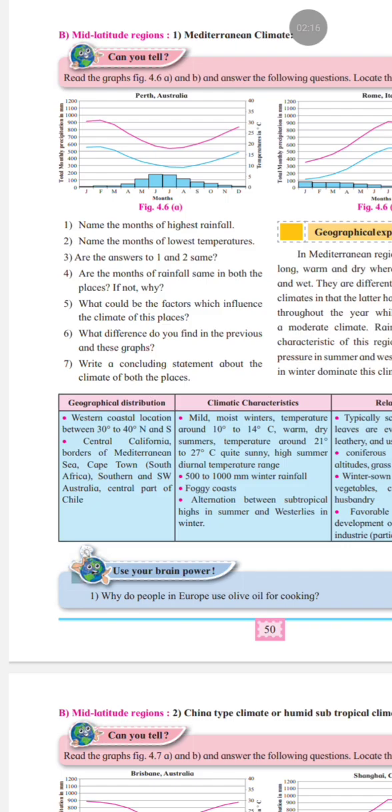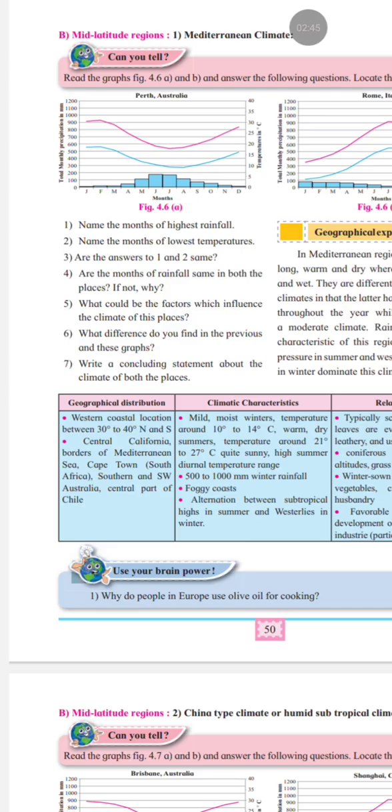Fifth question is what could be the factors which influence the climate of a place? So the climate of these places is influenced by their latitude, pressure conditions, and wind system. Perth and Rome have hot, dry summers and mild, wet winters. High pressure during summers causes dry conditions, while westerly winds in winter bring rainfall.